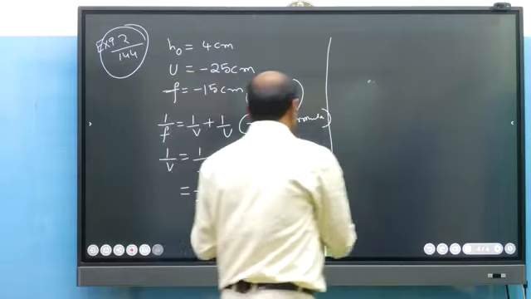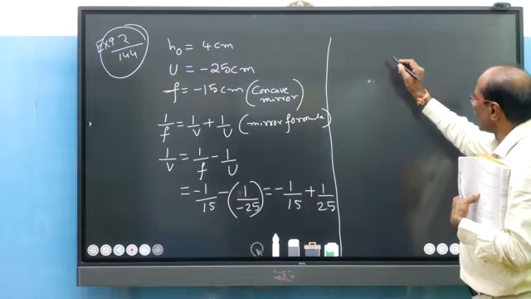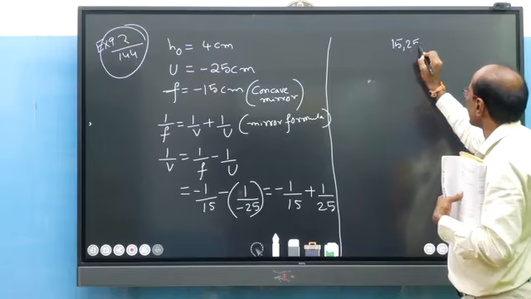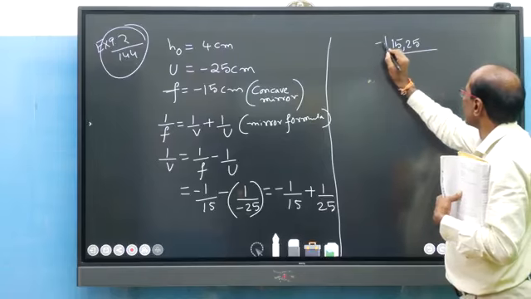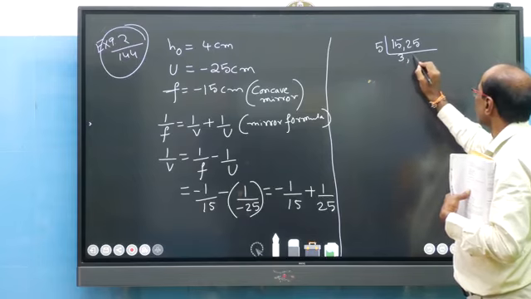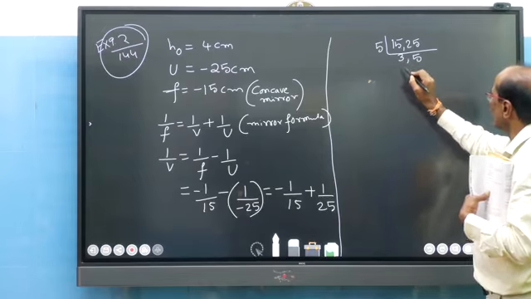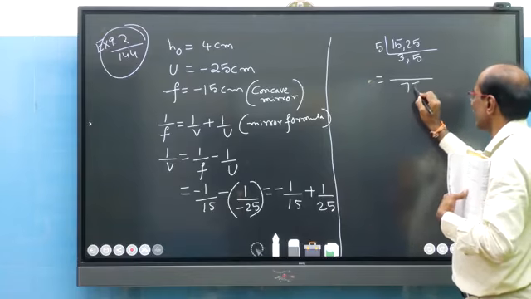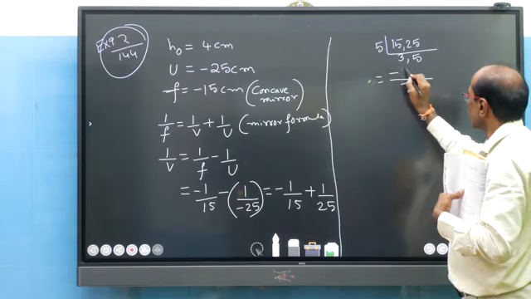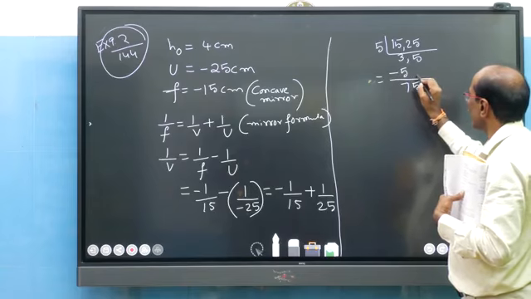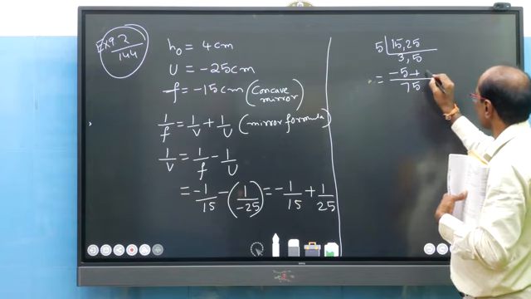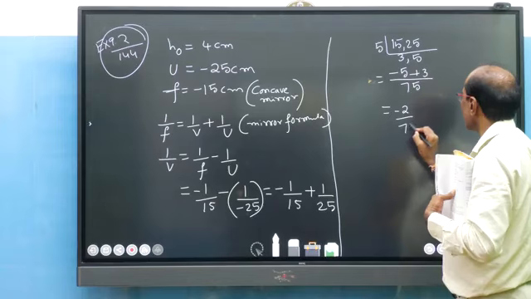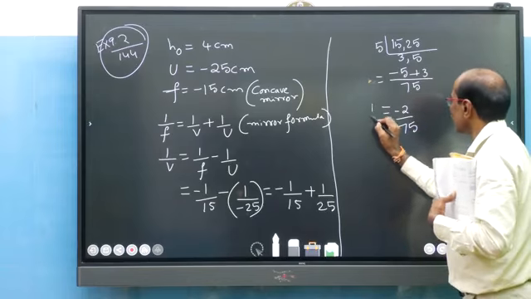Now you have to find the LCM of 15 and 25. Both are divisible by 5: 5 times 3 is 15, and 5 times 5 is 25. So 5 into 3 into 5 gives 75. So 75 is the LCM. 15 times 5 is 75, so minus 5, plus 25 times 3 is 75, so plus 3. So you get minus 2 by 75. So this is 1 by v.